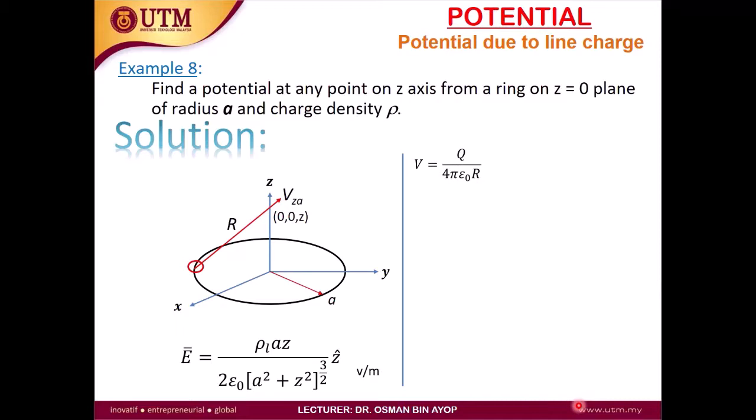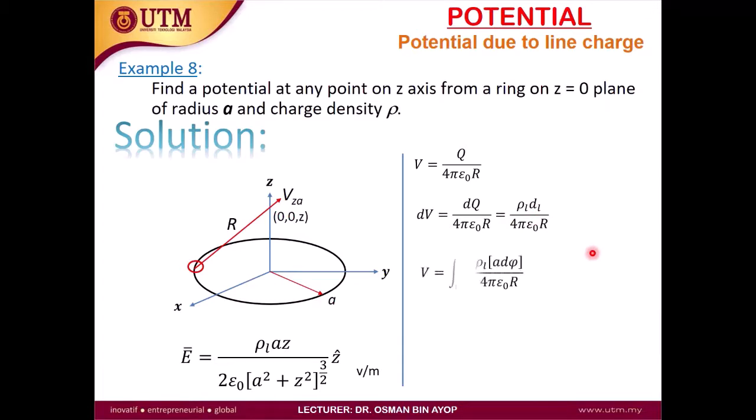Alright, the general expression for potential V is equal to Q divided by 4 pi epsilon naught R. So you have to alter this equation. So we change to dV because we take a sample. So we change to dV is equal to dQ, right? The sample of charge, which is equal to rho L dL.